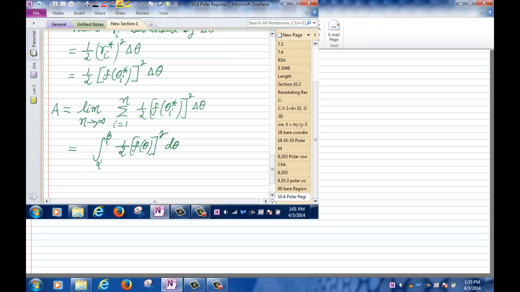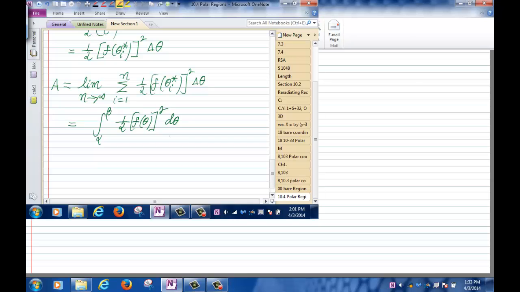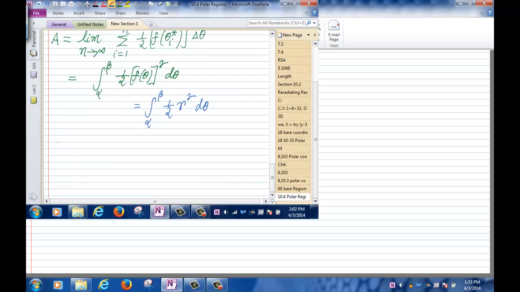So what you need to memorize or remember is that usually what people would write here is, to remember this, you are integrating half of f of theta, which is basically r, right? So you are integrating a radius squared. Remember, r is f of theta, so you're integrating half of r squared with respect to theta. And so that's what you need to remember.